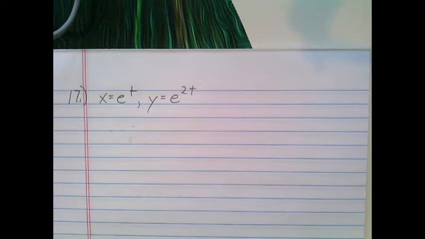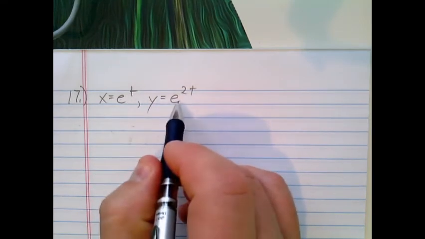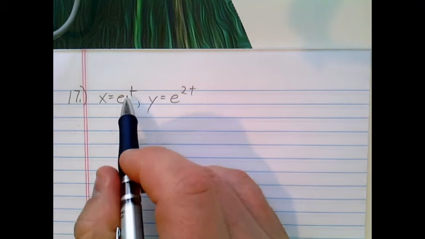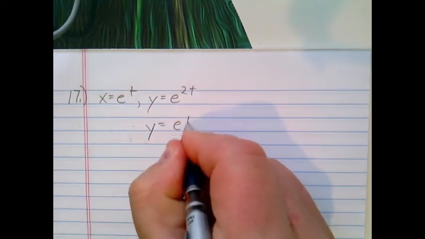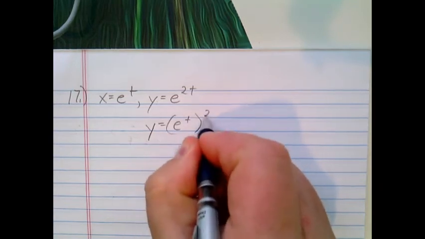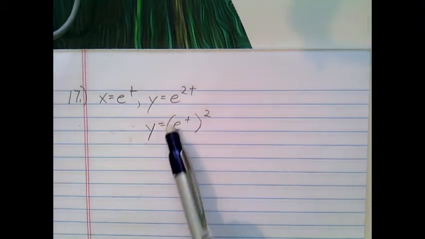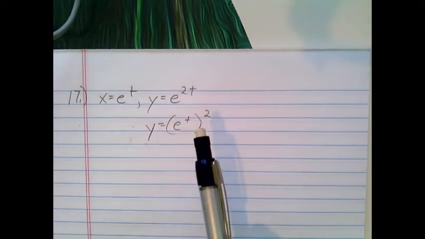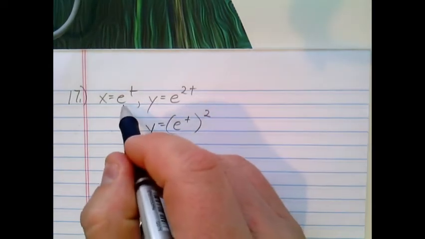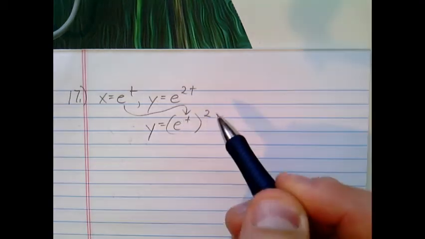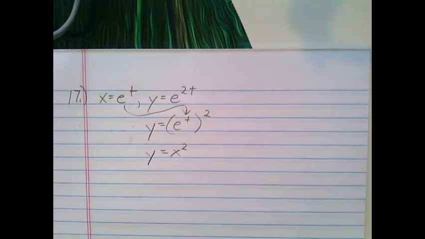Alright, well, one thing I notice here is that the first equation and the second equation are pretty similar. And in fact, if I manipulate this second one just a little bit, I could say this is the same thing as e to the t quantity squared, because I know that when I have a base raised to a power and the whole thing is raised to another power, the powers would just multiply. But doing that allows me to say that, hey, this e to the t, that's x. So it must be the case that y equals x squared.